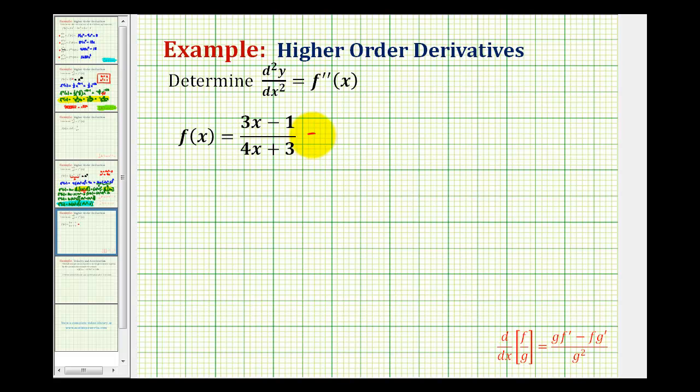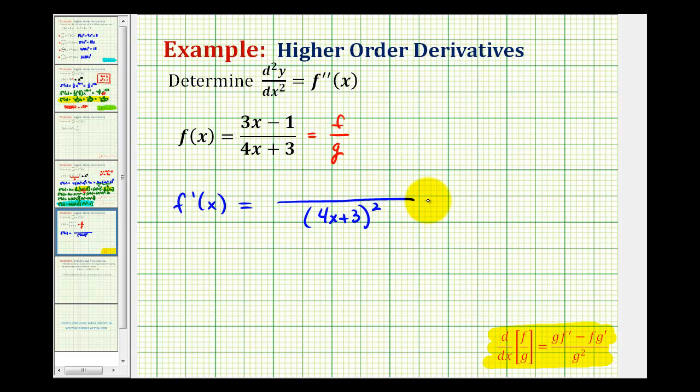So if we let the numerator equal f and the denominator equal g, we can determine the first derivative by applying the quotient rule given here in red. And then once we find the first derivative, we can find the derivative of that function to determine the second derivative. So to determine the first derivative, we'll start with the denominator. Notice how the denominator is just the denominator squared, or g squared. So we'll have 4x plus 3 squared in our denominator.